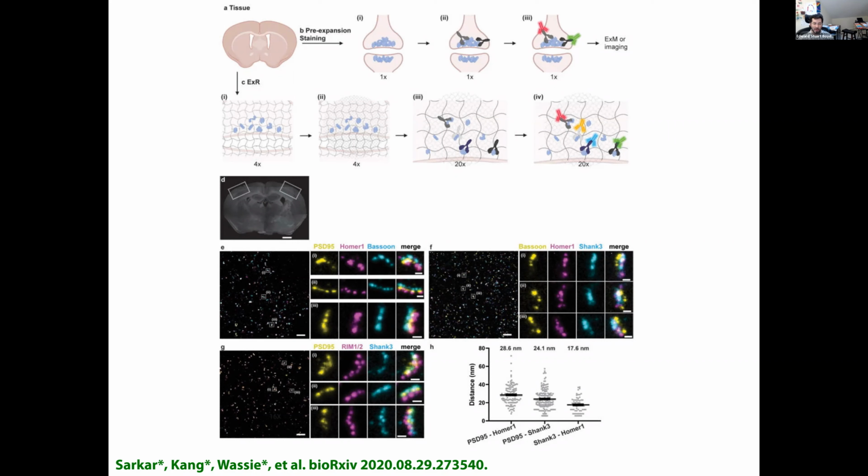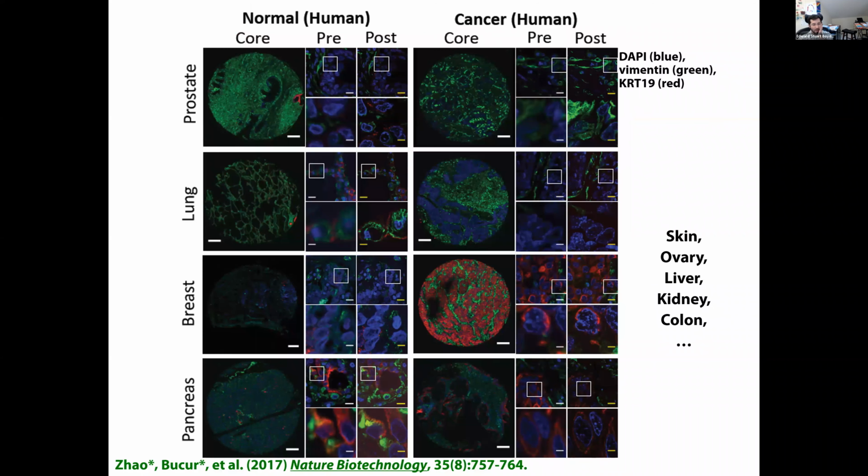So far, everything I showed you was in the brain. But what about other tissue types? Well, when Yongxin Zhao and Octavia Bucura were in my group, and in Andy Beck's group, respectively, we showed that we could expand a wide variety of human tissues: prostate, lung, breast, pancreas, the list goes on and on. Left is normal, right is cancer-containing. The color code is shown in the upper right.